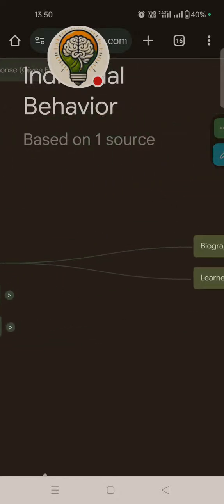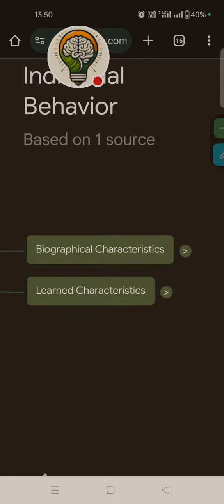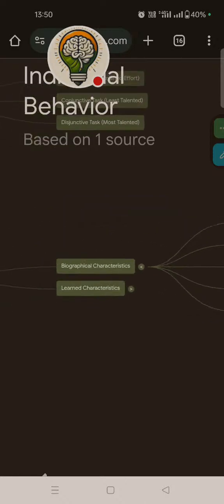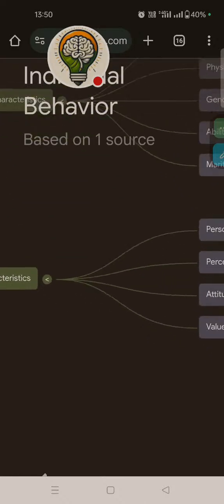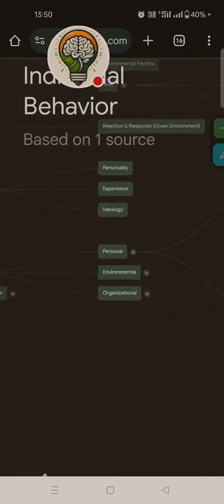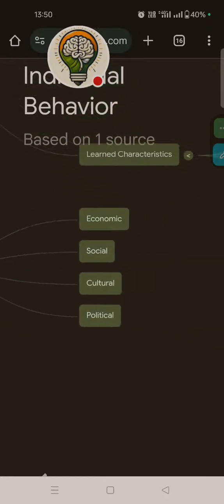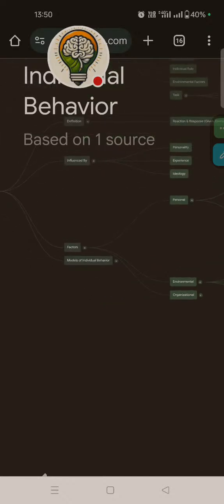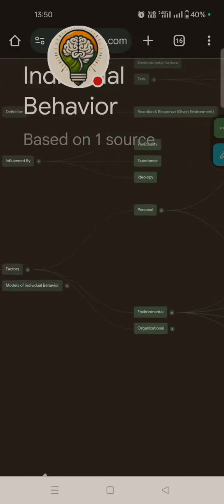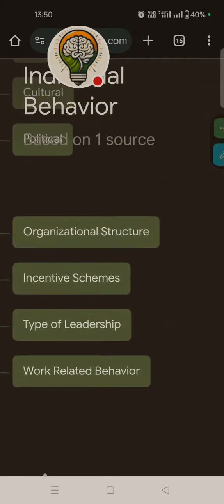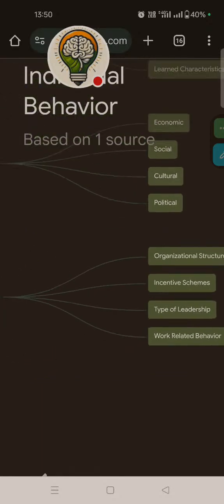Personal factors: biographical characteristics like physical characteristics, physical quality, gender, ability, and marital status. Then the learned characteristics: personality, perception, attitude, and values. Then the environmental factors: economic, social, cultural, and political. Then comes the organizational factors for individual behavior: organizational structure, incentive scheme, type of leadership, and work related behavior.